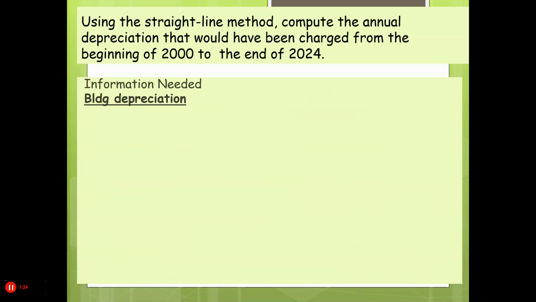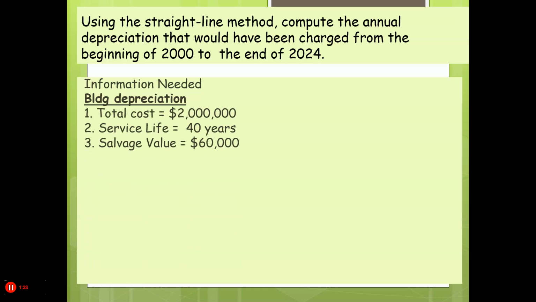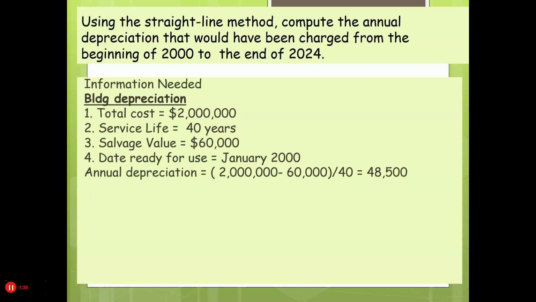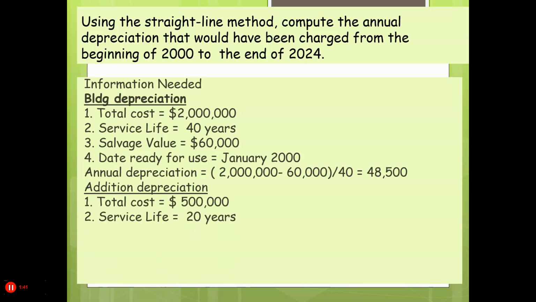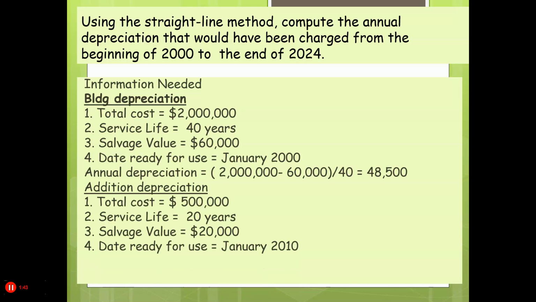So now what does that mean? So let's first calculate the depreciation on the two items. One is the total building, which was 40 years, and that gave us annual depreciation of $48,500, and then the add-on. And there we were able to calculate our depreciation, which is the cost minus the salvage value divided by the service life, gave us $16,000.